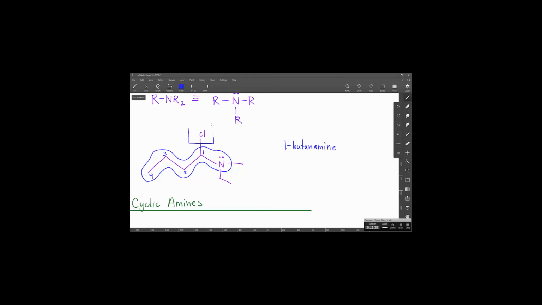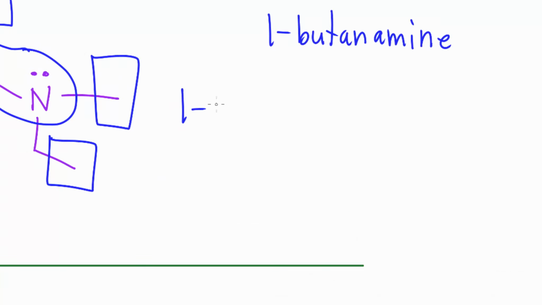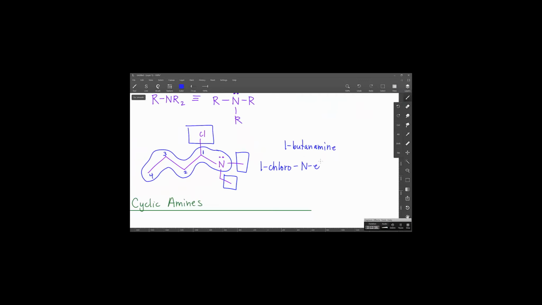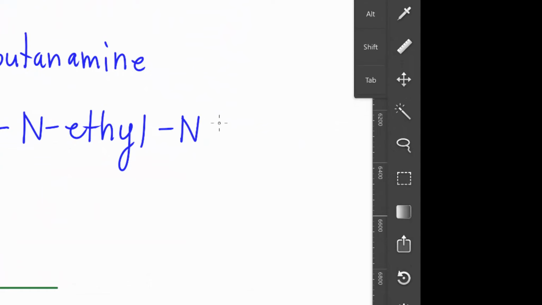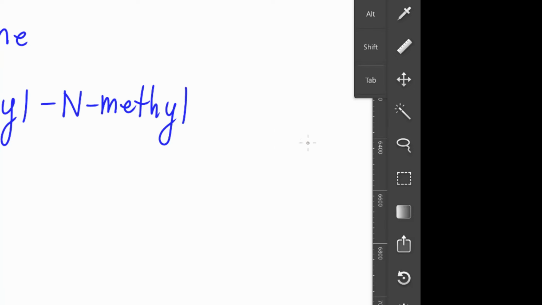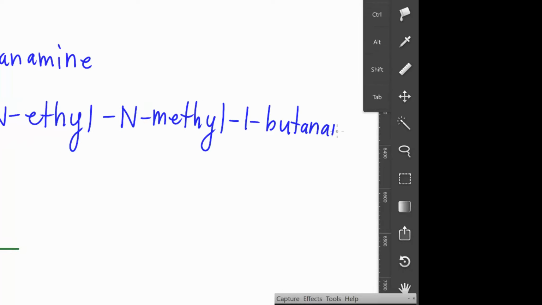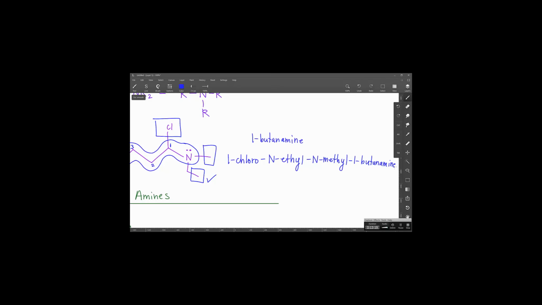Now we have to resolve the substituents alphabetically. So we have 1-chloro, we have N-ethyl coming from there, and then we have N-methyl. Dash 1-butanamine.